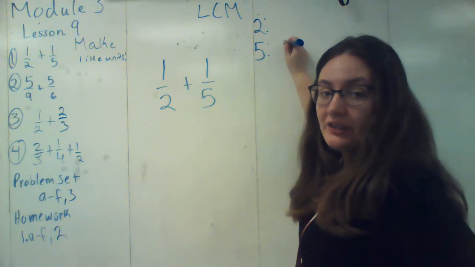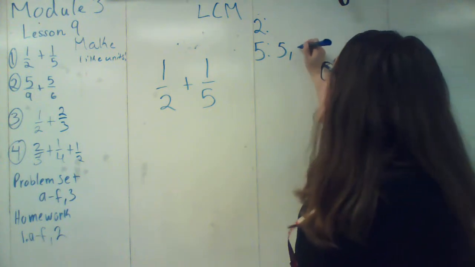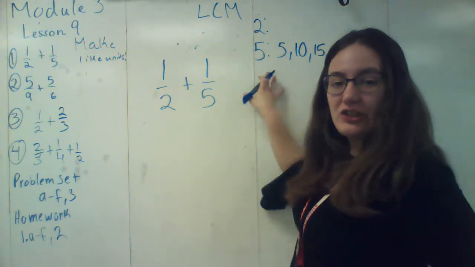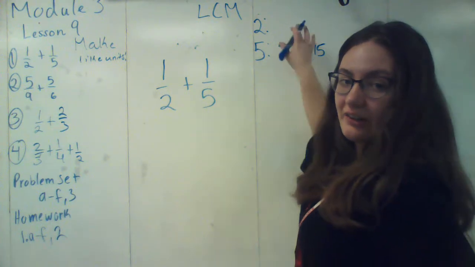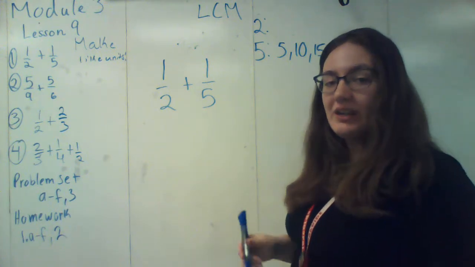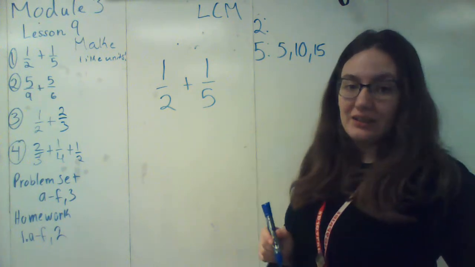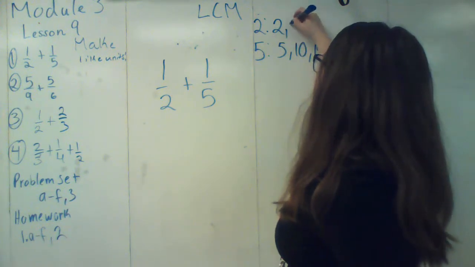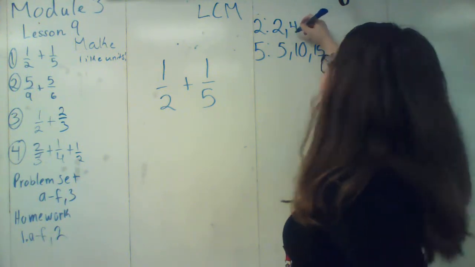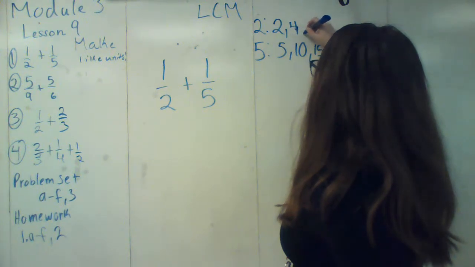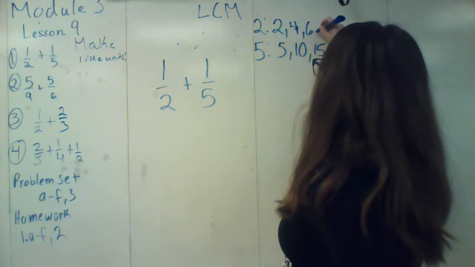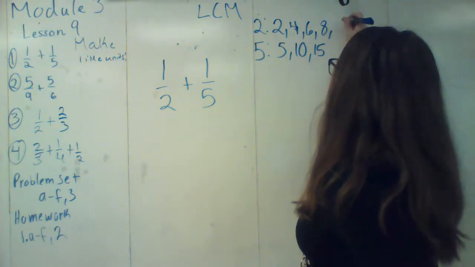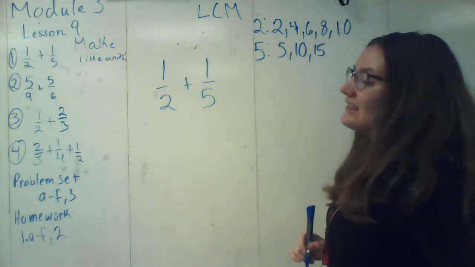So 5 times 1 is just 5. 5 times 2 is 10. And I'll go up to 3. So I'm going to start with just 3 multiples right now, and then I'm going to see what I can do with my 2 and if I can reach any of these numbers. So 2 times 1 is 2, 2 times 2 is 4, 2 times 3 is 6, 2 times 4 is 8, and 2 times 5 is 10.